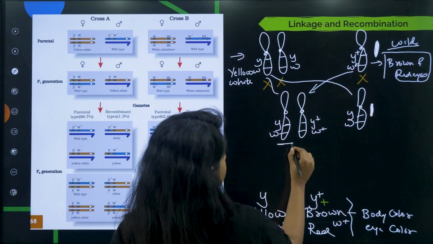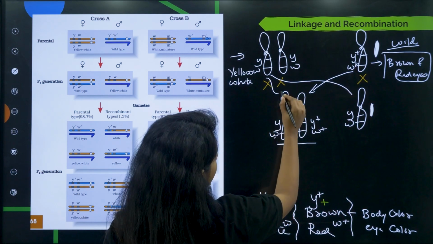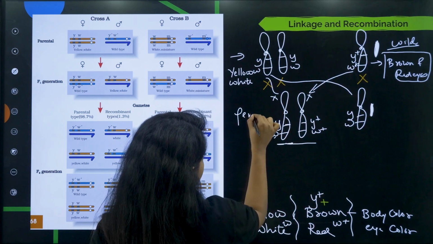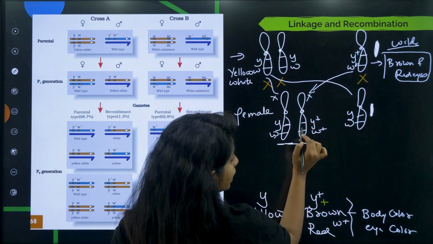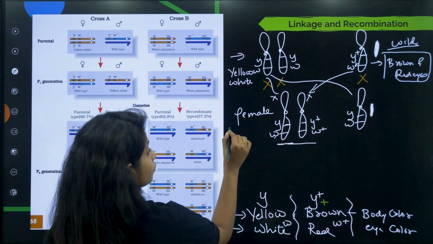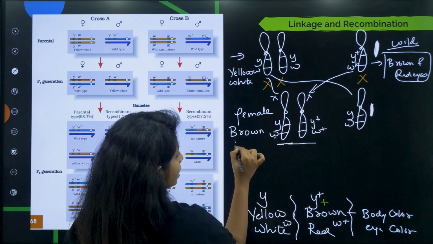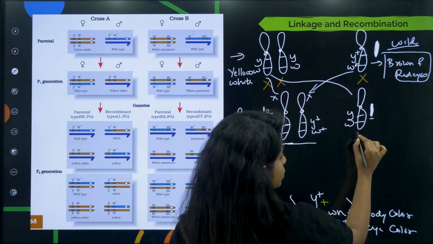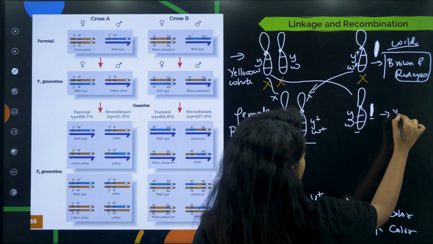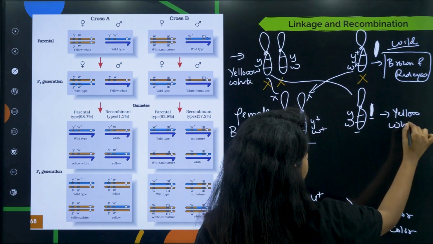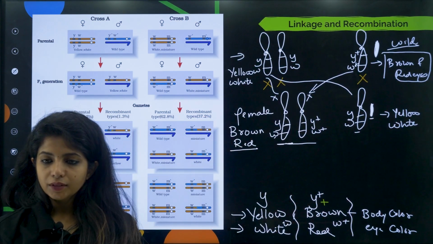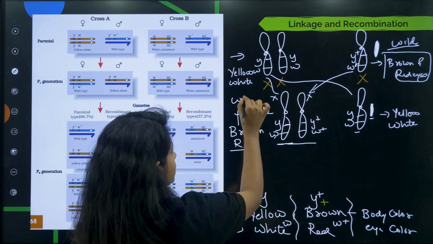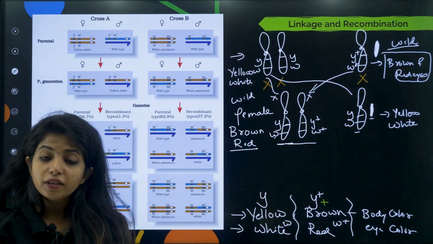Once he gave this particular chromosome, at this point you see, this is an X chromosome, agree? This is an X chromosome, this is also an X chromosome, so this is a female. And this female has Y plus and W plus as dominant traits, so this female will have brown and red eye. Whereas the male, which has the Y chromosome and one X chromosome, will be yellow and white. So this twist has happened. Over here the female is now wild type.